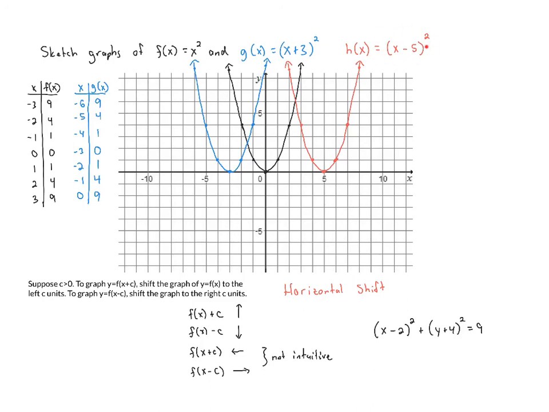We've got an x minus 5 squared. That means we're moving to the right by 5. Here we had an x minus 2 squared. It means we're moving to the right 2.